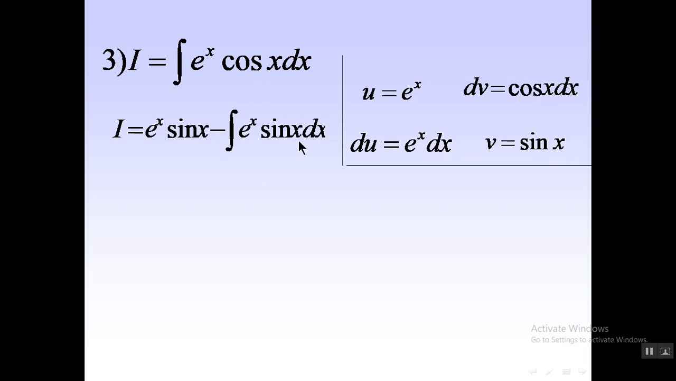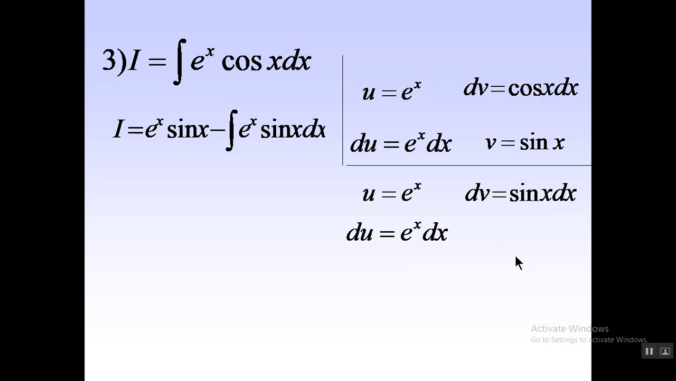Now for this integral, we have to apply the by parts formula again. So we consider u as e to the x, and sine x dx is dv. Take the derivative on this side, we get du equals e to the x dx.